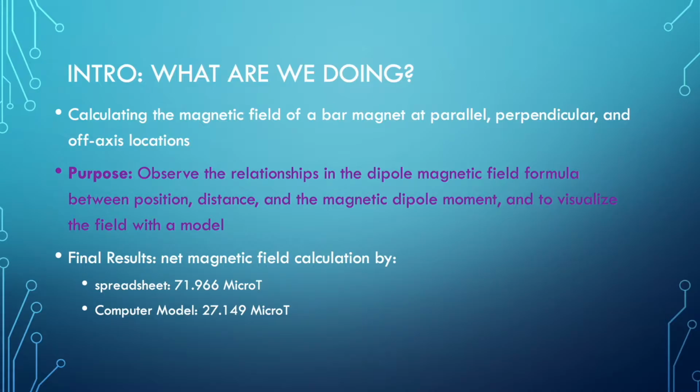Our final results preview is that the magnetic field that we calculated in the spreadsheet is going to be 71.9 or so microteslas. In the computer model, it's closer to 27. We're going to be discussing towards the end why these values look a little different.